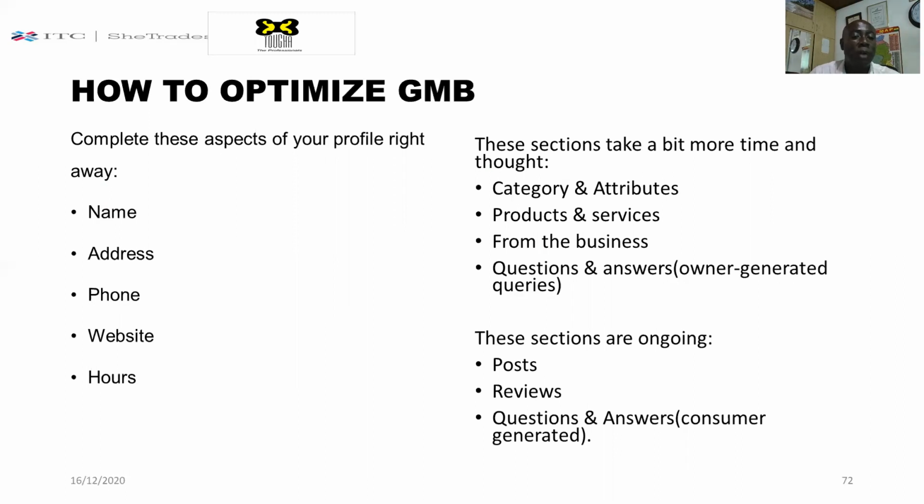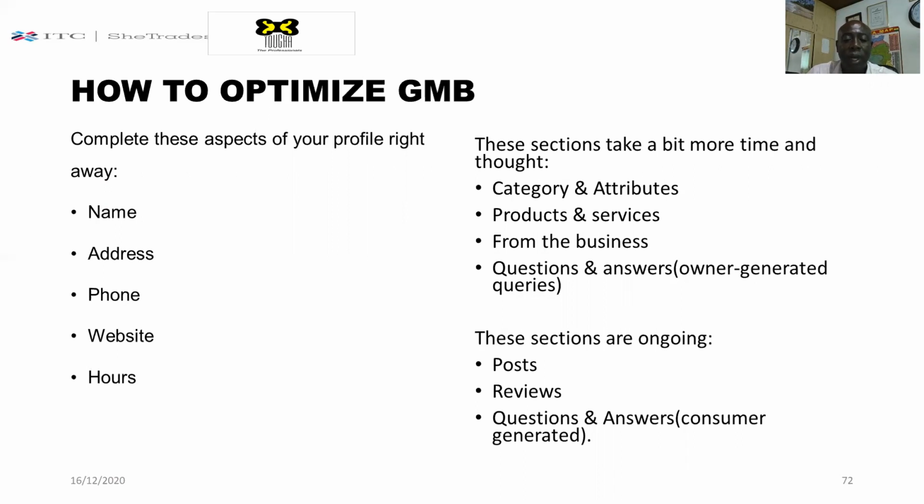So if you have to optimize your Google My Business, then these are the things that you typically be doing if you do it right. You have your name there, your address, your phone number, your website, your hours of operation. That will have to be completed, and it's a given. I mean, it's so easy to do. But there are others too that will take a little bit more time to do in terms of your category and attributes, your products and services, then your business operations, then of course the question and answer session.